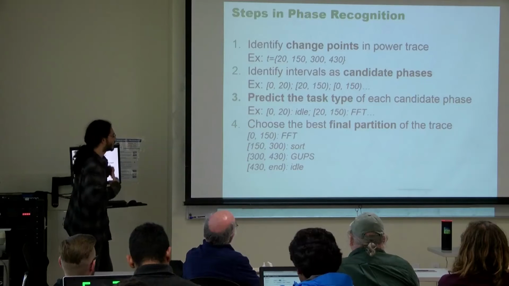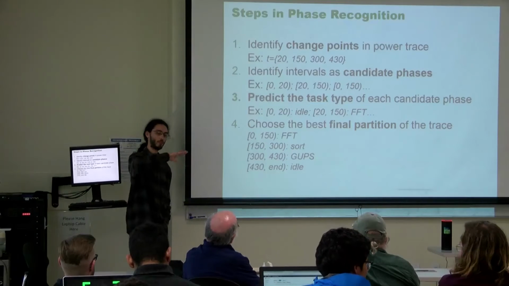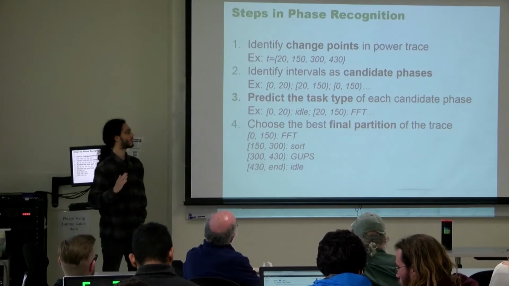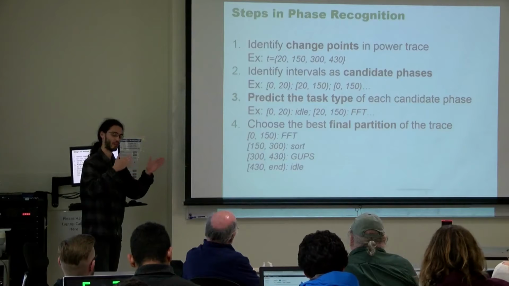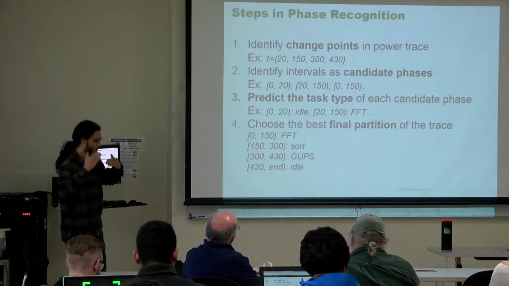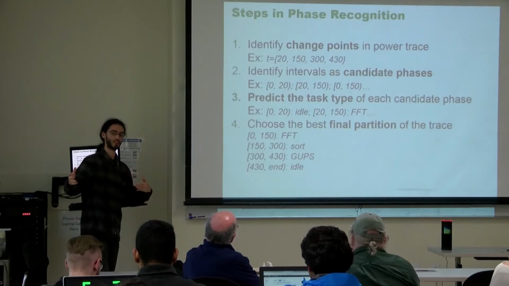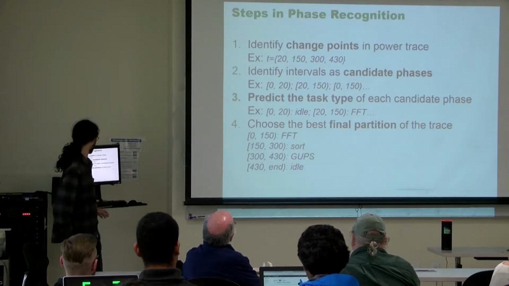To do that, we first need to find where one trace ends and another begins. Then we have this phase that we now have to figure out what that phase is. And then we try to partition it correctly to get all of them correct.